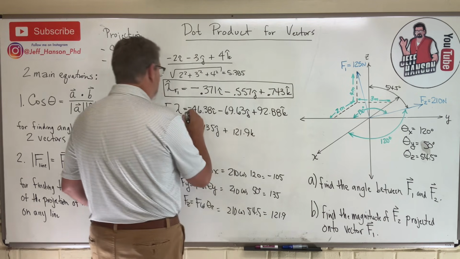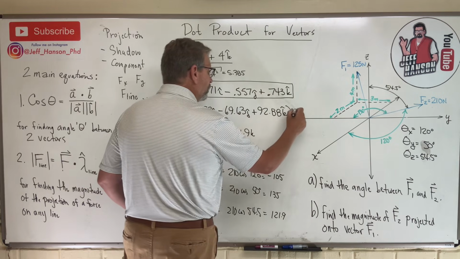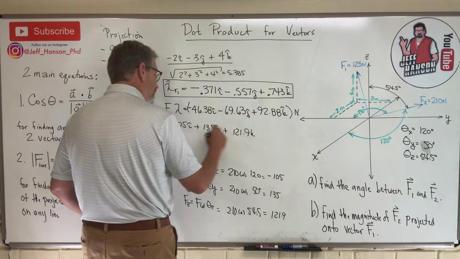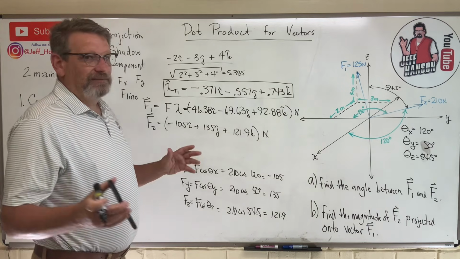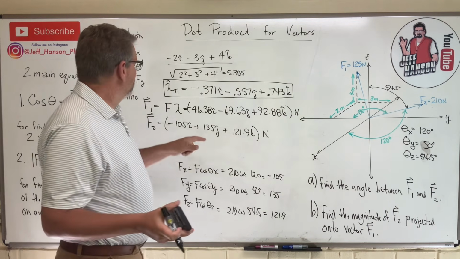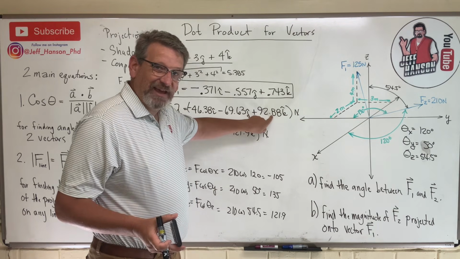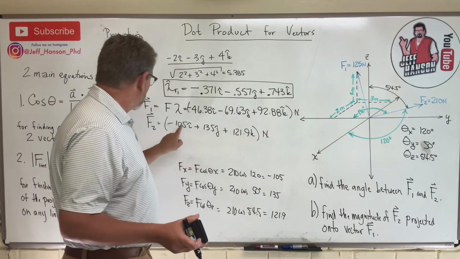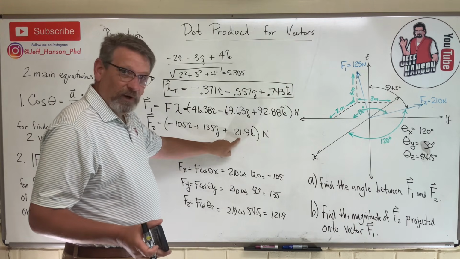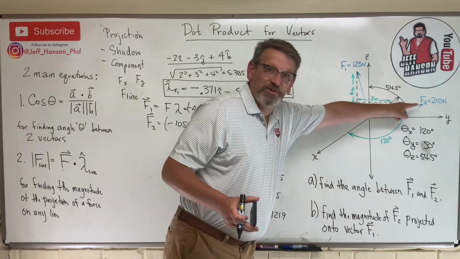And both of these vectors are in what? Newtons, right? So that is newtons. Can you sanity check yourself here? If you square it, square it, square it, take the square root, what should you get? 210, right?